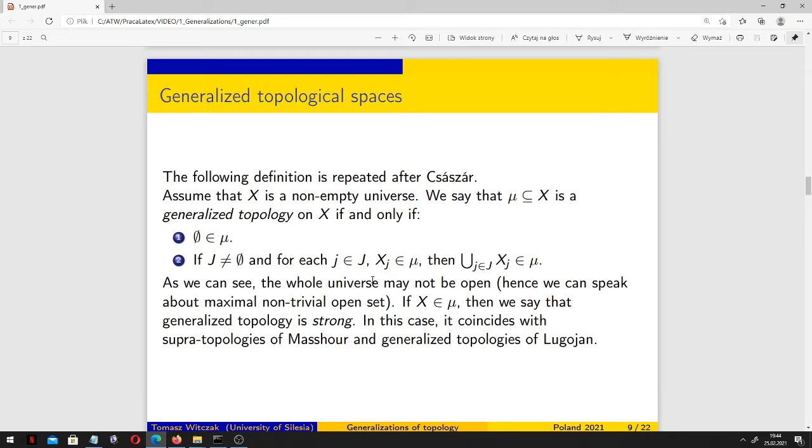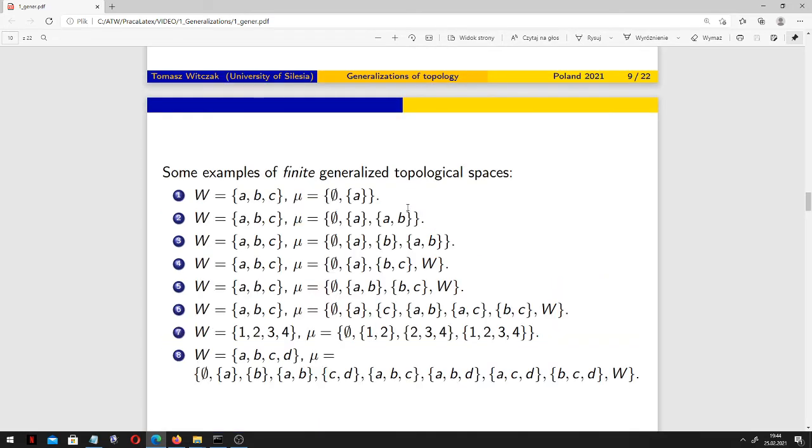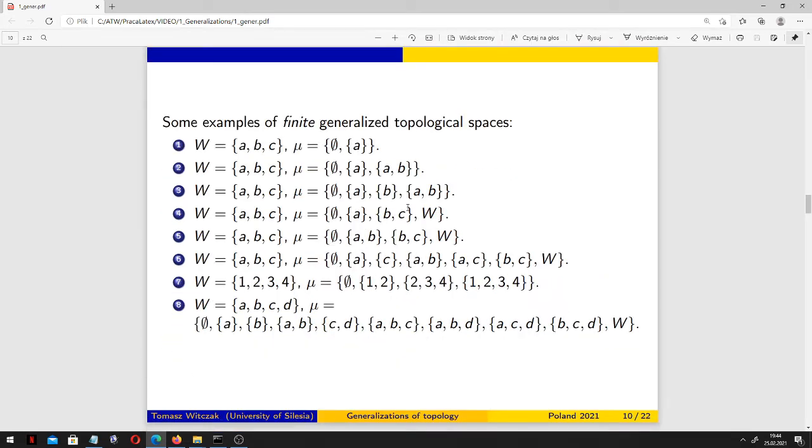First of all, we have generalized topological spaces. In fact, we have already introduced them. They've been defined by Jakob Strasser, but also by other authors independently. And as we can see, the idea is that we have a family which is closed under arbitrary unions. Some examples of finite generalized topological spaces are listed here.